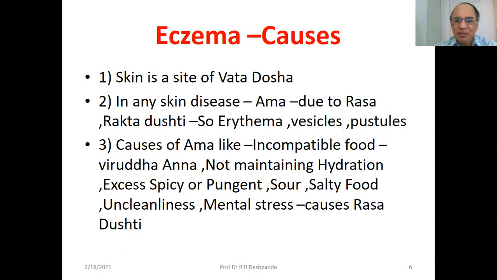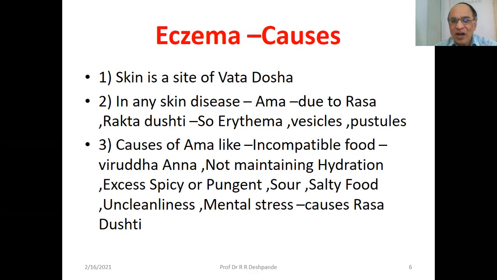So there is the erythema, vesicles and pustules. What are the causes of ama? Why is this toxin formed? Ayurveda says it is because of the eating of incompatible food stuff, that is viruddha anna. Taking a milkshake, for example, banana and milk together, that is viruddha anna.